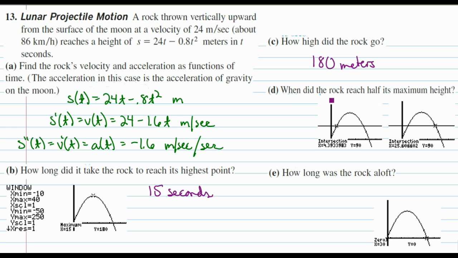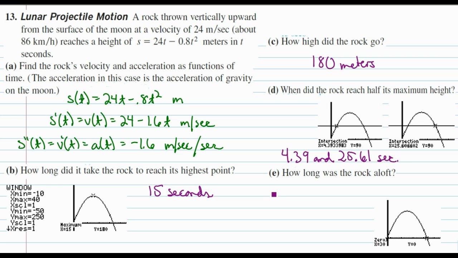D asks, when did the rock reach half its maximum height? Well, its maximum height was 180, so I need to know when it's going to reach 90. So I put in Y2 equals 90, and there are two places where the rock hits 90 meters, once on the way up and once on the way down. So that's going to be at 4.39 and 25.61 seconds on the way up and on the way down, respectively.